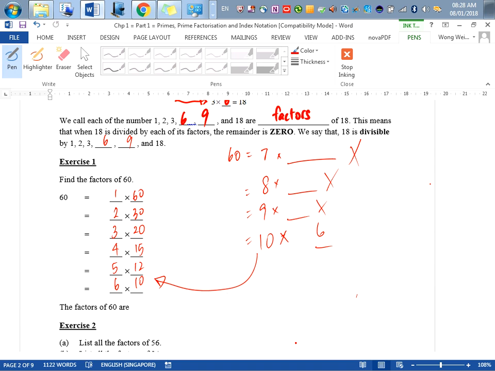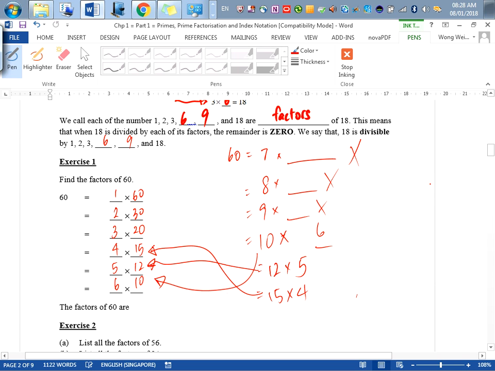However, if you want to continue, what else will we see? We will see 12 times 5, which is over here. Then we have 15 times 4. Can you see that all these are repeats? So no need to do them already, and so on and so forth. Once we see that the number is repeated, we stop. Then we don't want to do this anymore.